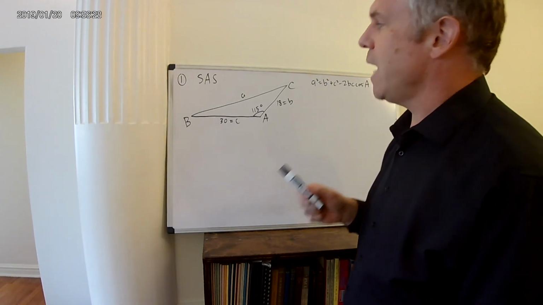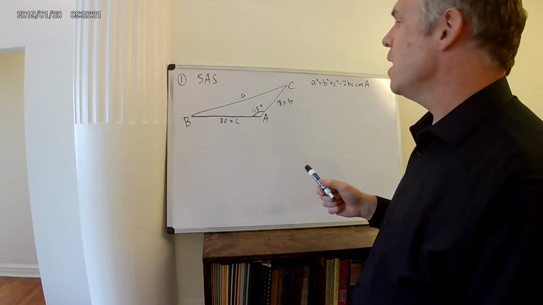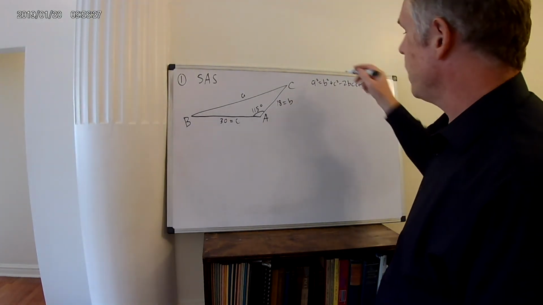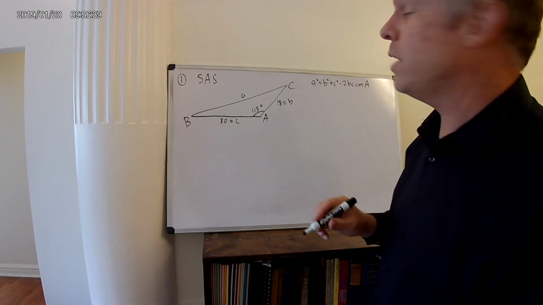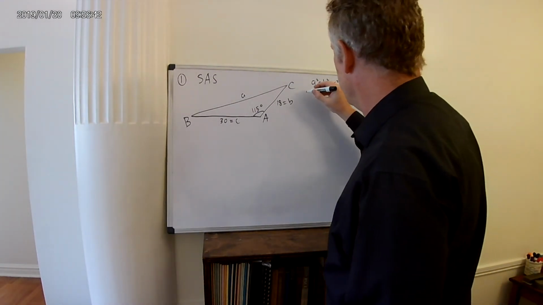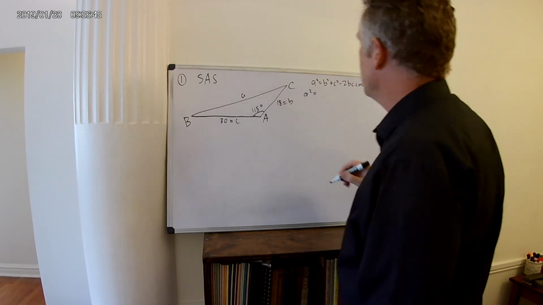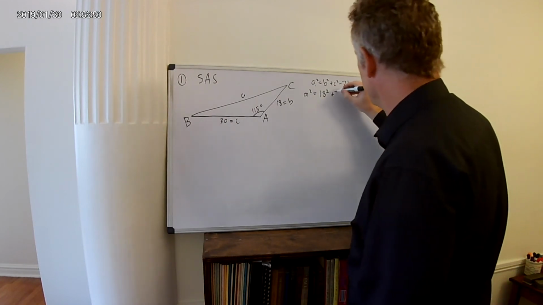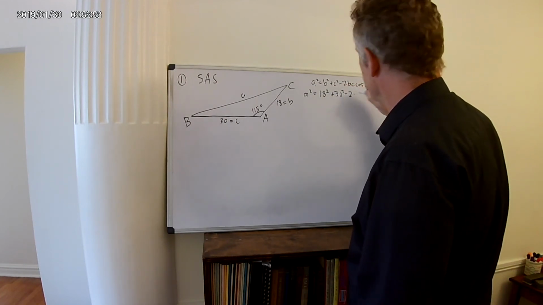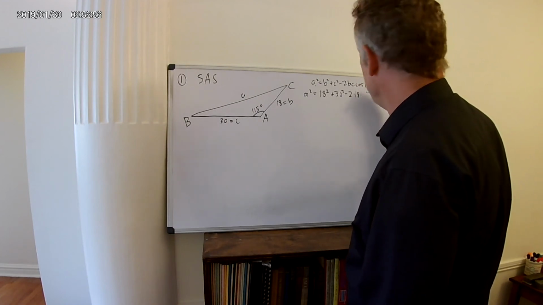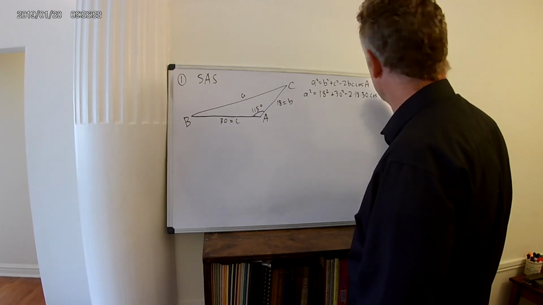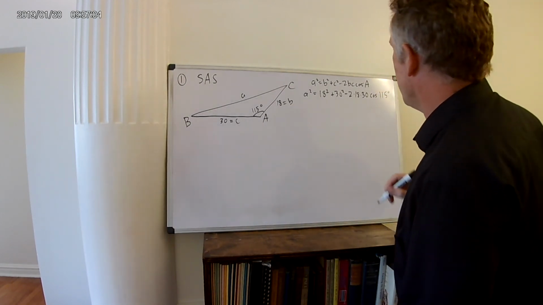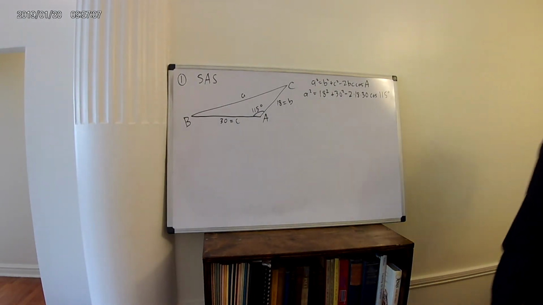For SAS triangles, we can't use the law of sines to solve them, initially at least. We have to use the law of cosines. So what I'm going to do here is use my law of cosines. I'm going to use this equation and start plugging in numbers. I'm going to solve for a squared. A squared is equal to b squared, which is 18 squared, plus c squared, which is 30 squared, minus 2 times b, which is 18, times c, which is 30, times cosine of angle A. And we know angle A, it's 115 degrees. And now I would like to solve this equation for a squared.